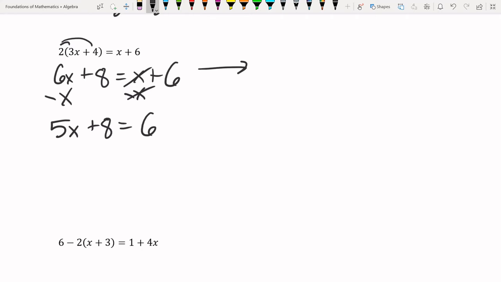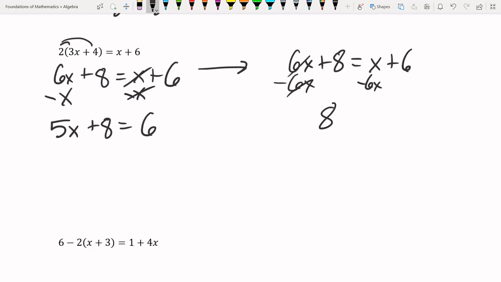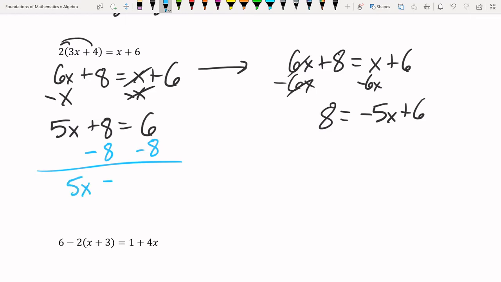Just to kind of make sure we're on the same page, let me just show you the other way as well. Minus 6x on both sides. We get 8 equals negative 5x plus 6. For this blue way, I'm going to do it in blue here. I'm going to subtract 8. That gives me 5x equals 6 minus 8 is negative 2. So now I can divide by 5. And we get x equal to negative 2/5.